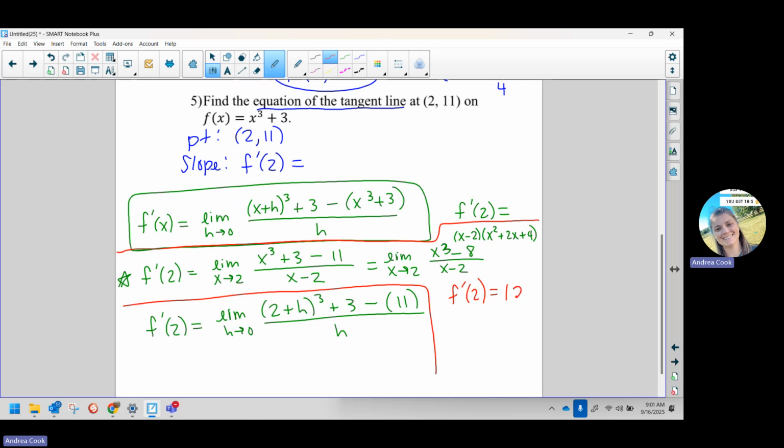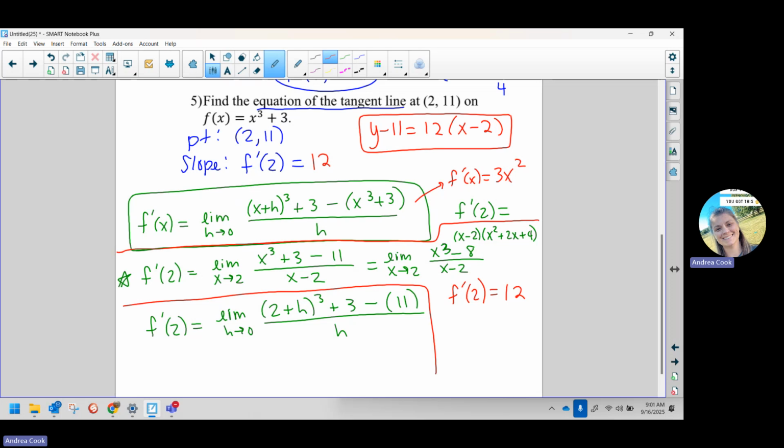You got it. Yes. Okay, so your derivative is 12, however you got it. If you did it the top way, you should have gotten f prime of x to be 3x squared. And then when you plug in 2, you get 3 times 4, which is 12. So my final answer is going to be y minus 11 equals 12 times x minus 2.